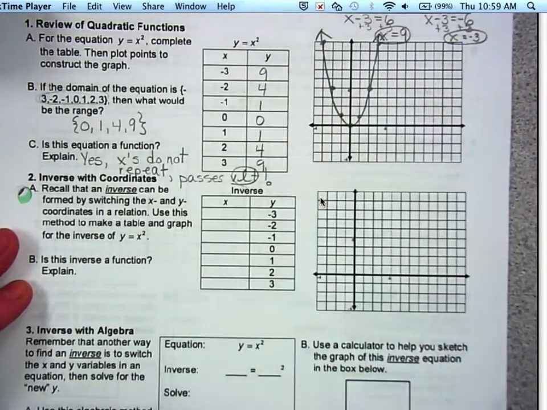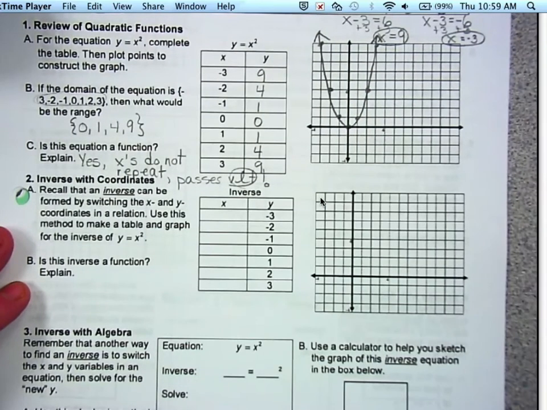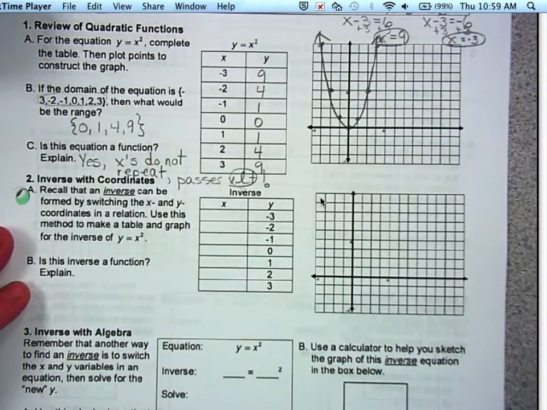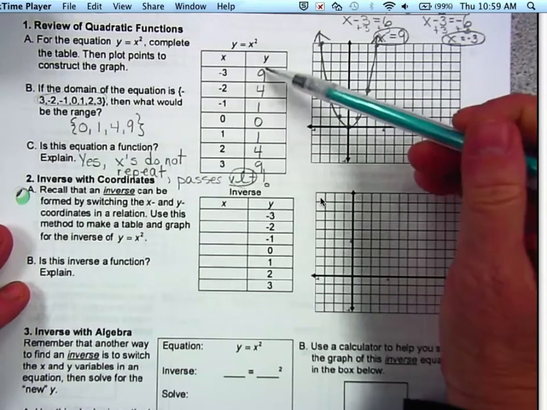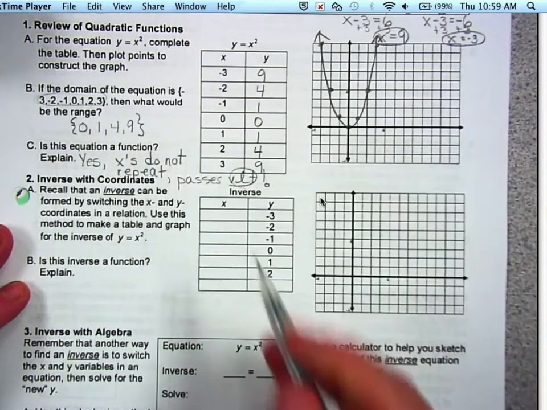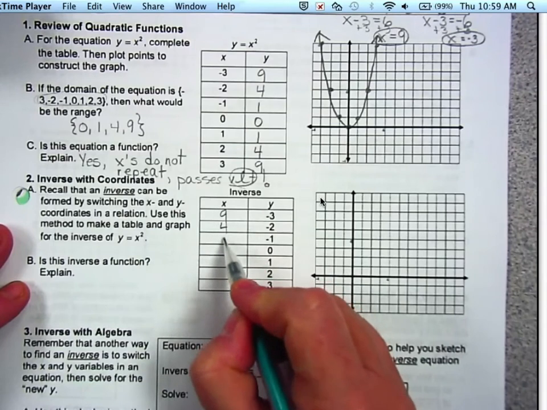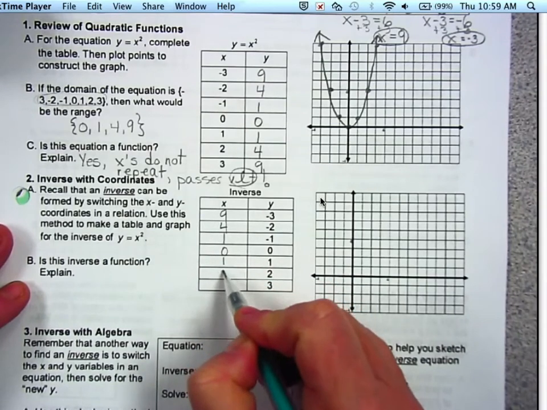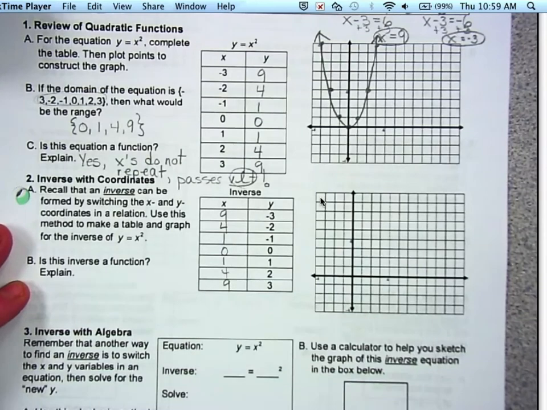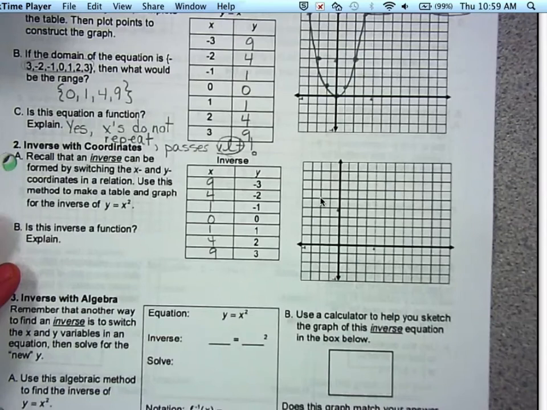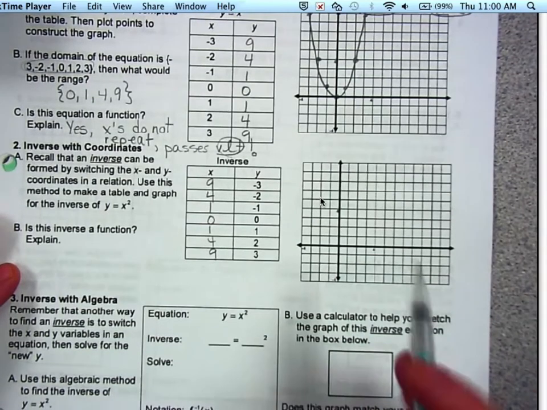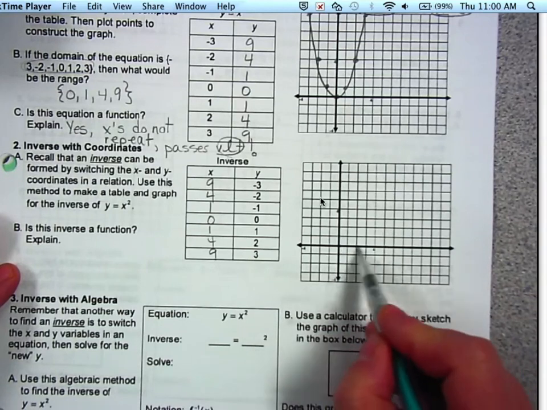Now what we're going to do is the inverse of that. You remember how to do inverses? What happens to x and y? They switch. So all the x's were put in the y column, so we'll put all the y's in the x's. We switch the coordinates. This would be 9, 4, 1, 0, 1, 4, 9. So anytime you need to do an inverse, you switch x and y. Then we're going to graph this.